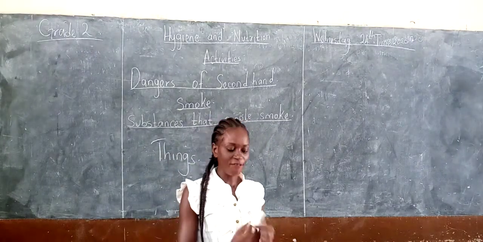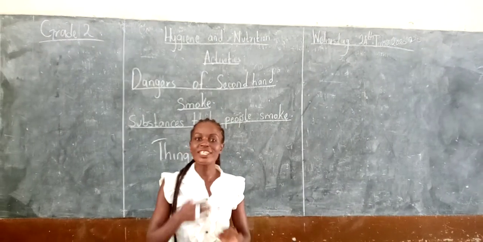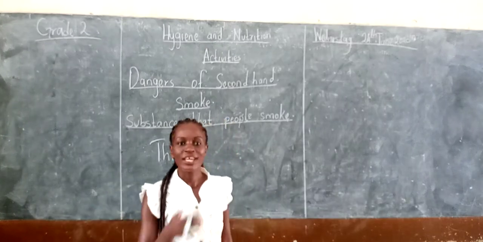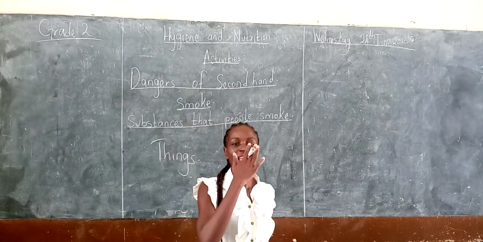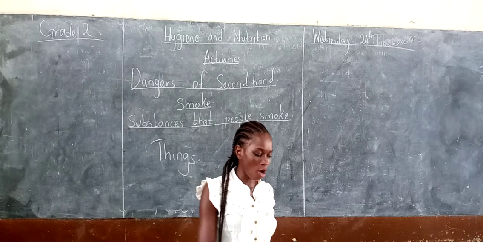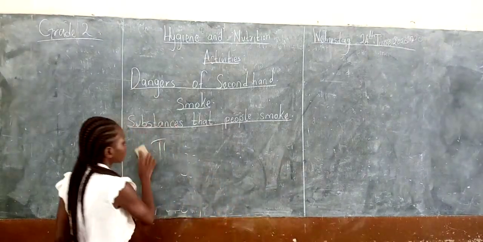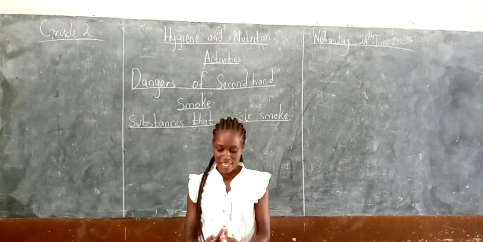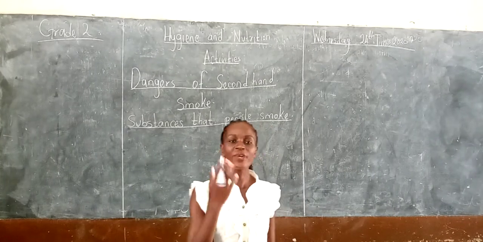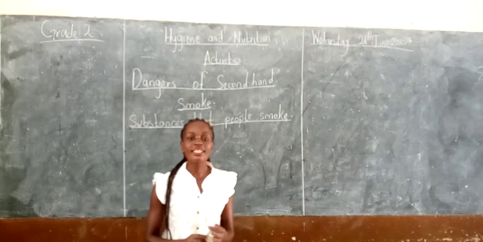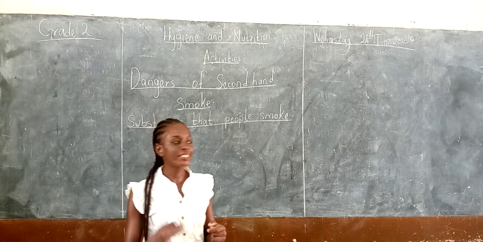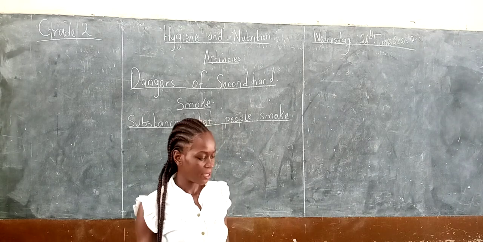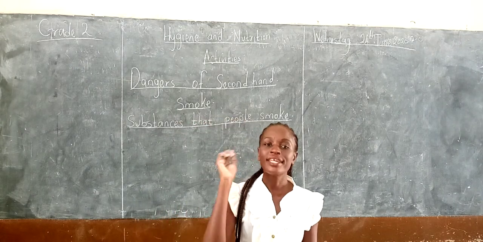And I believe even at home, you've seen some people doing something like this. Maybe on the road, in public places, you see somebody seated with something like this, smoking. That is what we call smoking. And what do those people smoke? Something that looks like this. How do we call it? It is the cigarette. In Kiswahili, it is called sigara.